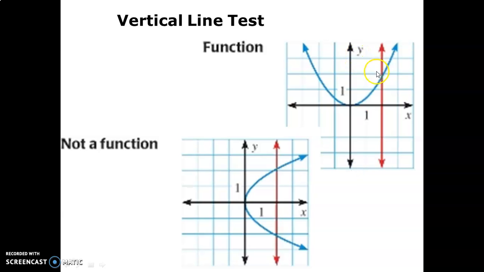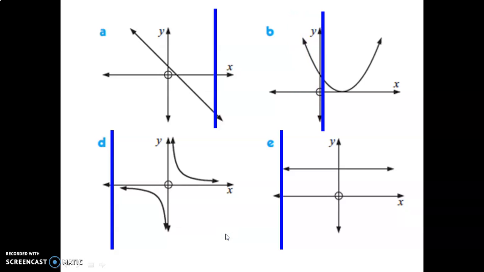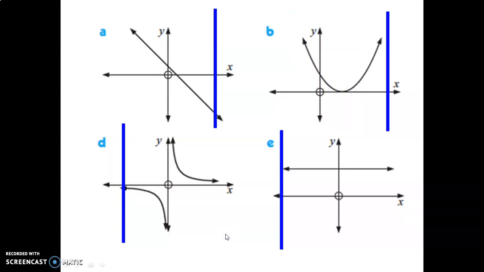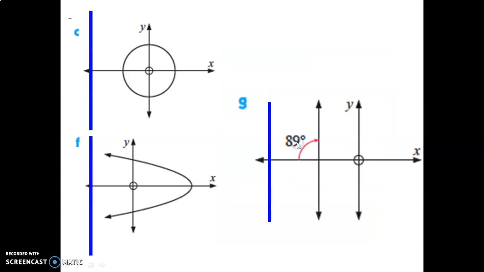Okay, let's check these we have here. It is a function. This one, not a function. We can see the vertical line hits the relation twice, therefore one input leads to two different outputs, not a function. How about these? A, B, D, and E, which ones are functions? Let's check. A, never hits twice, great. B, also never hits twice. D, nope, never hits twice. And E, it follows that horizontal line but never hits twice. Great, they're all functions.